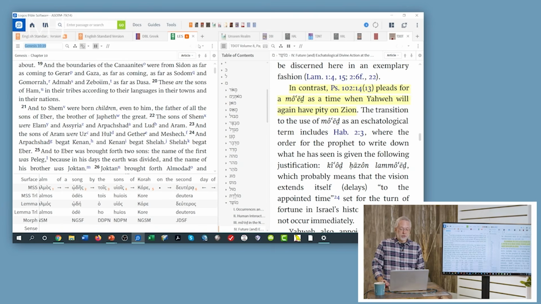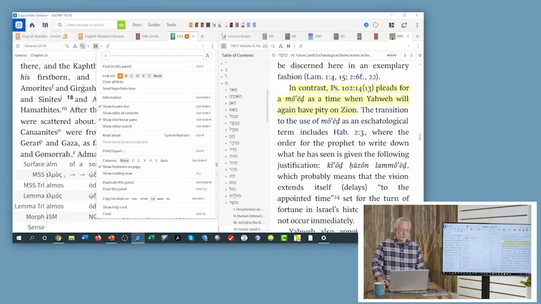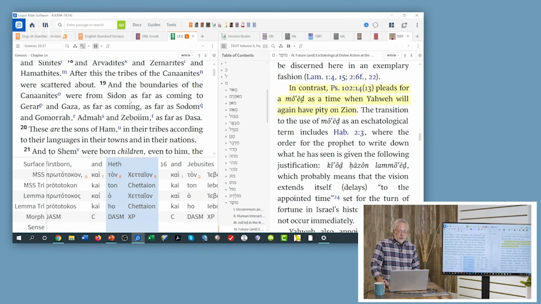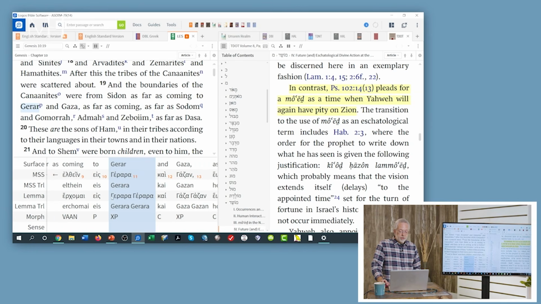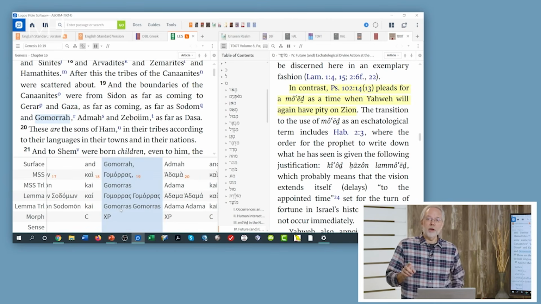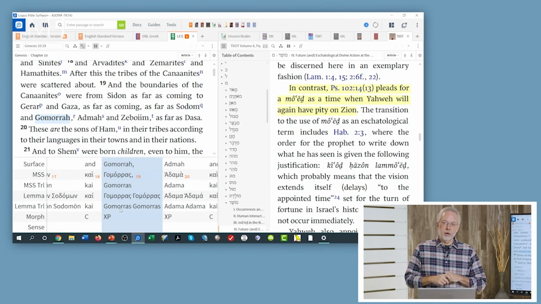Same passage, okay? Genesis 10:19. Okay, here we go: the boundaries of the Canaanites were from Sidon as far as coming to Gerar. Okay, there's our G. That's the gamma in Greek. Gaza, gamma, and Gomorrah, gamma. You'll notice that Greek uses the same letter to render two different Hebrew consonants. Because Greek only has one. Hebrew has two, Greek has one. The Greek writers have no choice. If it's a G sound in Hebrew, that's the gamma. That's how we're doing it.